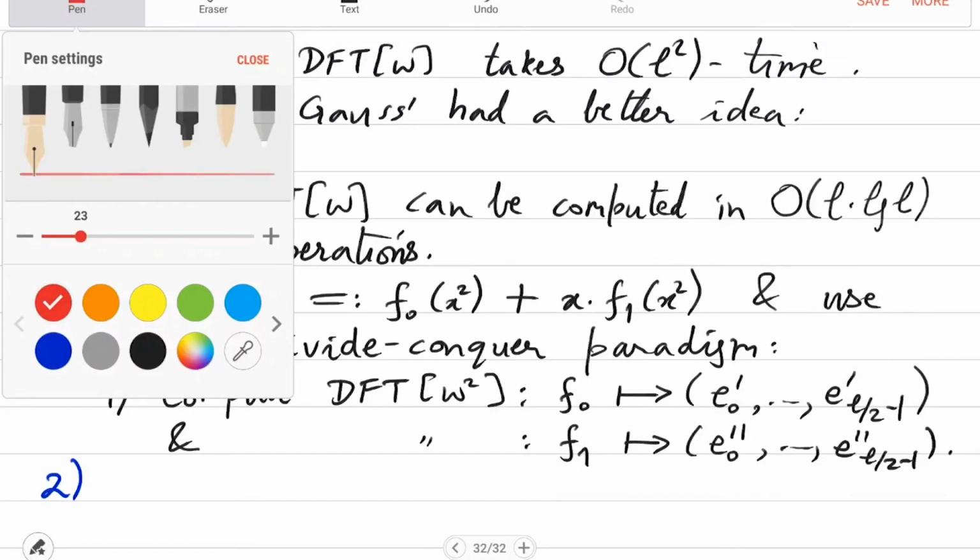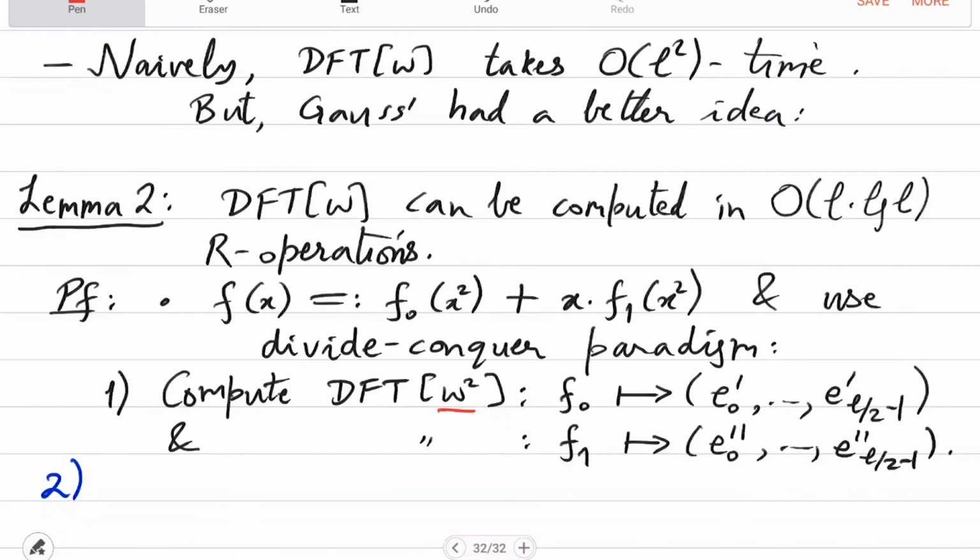So this was an important thing which you should note, that this is DFT omega square. Okay, so the primitive root of unity order has been halved here, and also the dimension of the vector space has been halved. So here you just merge the two solutions.